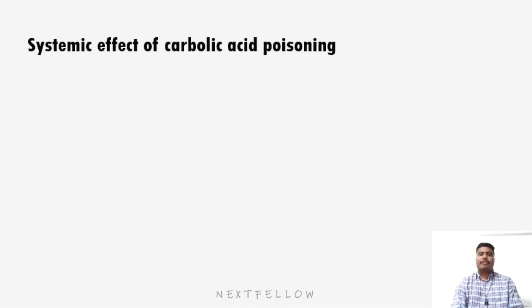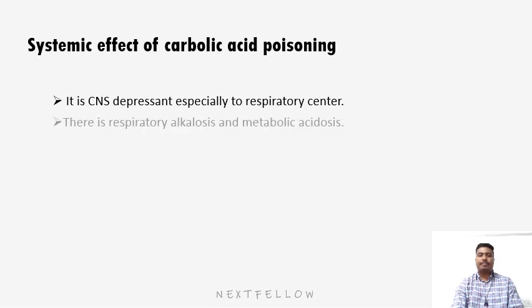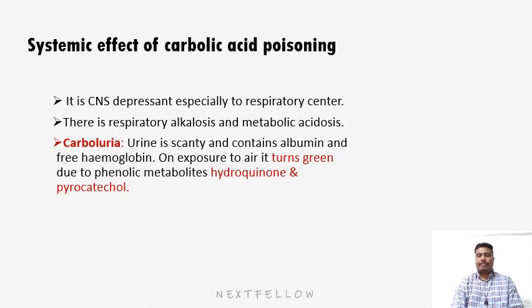Now, systemic effects of carbolic acid poisoning. It is a CNS depressant, especially to the respiratory center. There is respiratory alkalosis and metabolic acidosis. Carboluria: urine is scanty and contains albumin and free hemoglobin. On exposure to air, it turns green due to phenolic metabolites, that is hydroxyquinone and pyrocatechol.